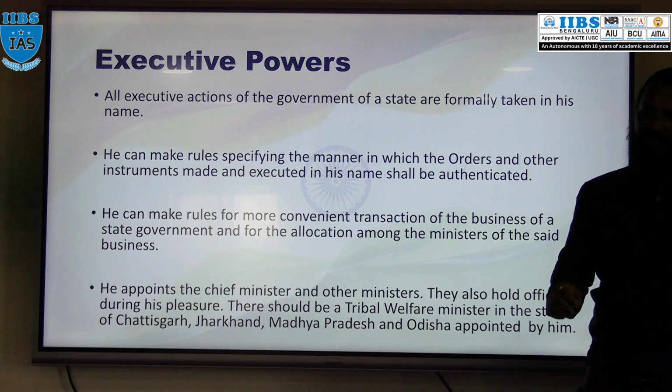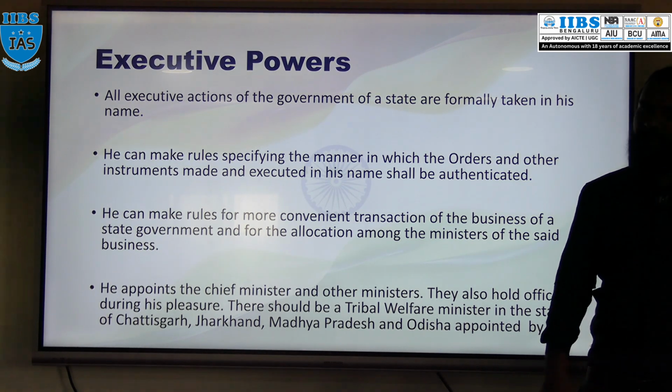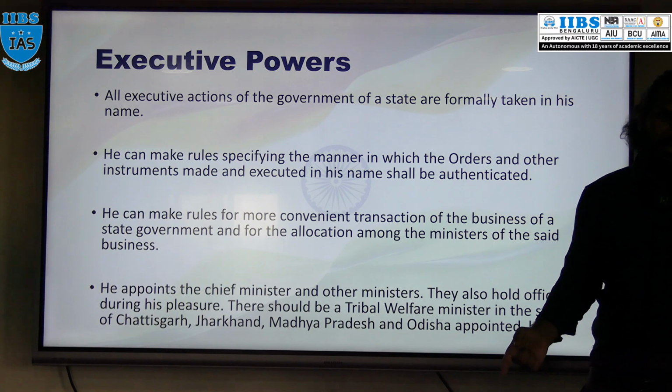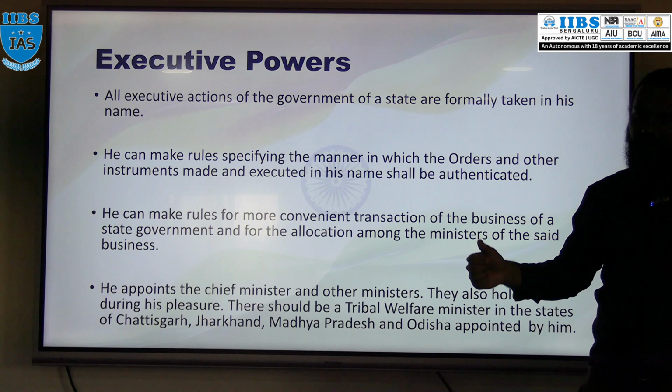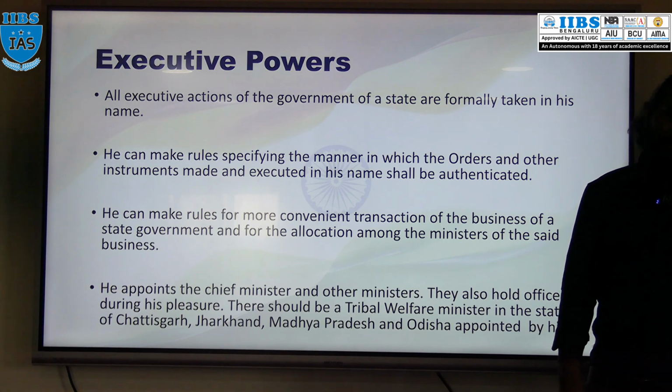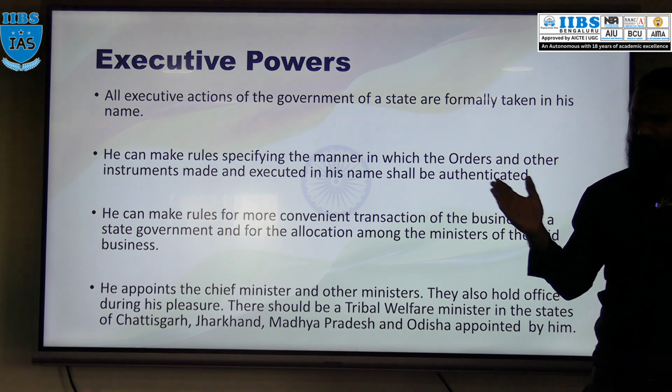So in the previous class we discussed the discretionary power of the government, constitutional discretionary power as well as situational discretionary power. Now we will discuss the power of the governor, which is mentioned in our constitution. One by one we will discuss.